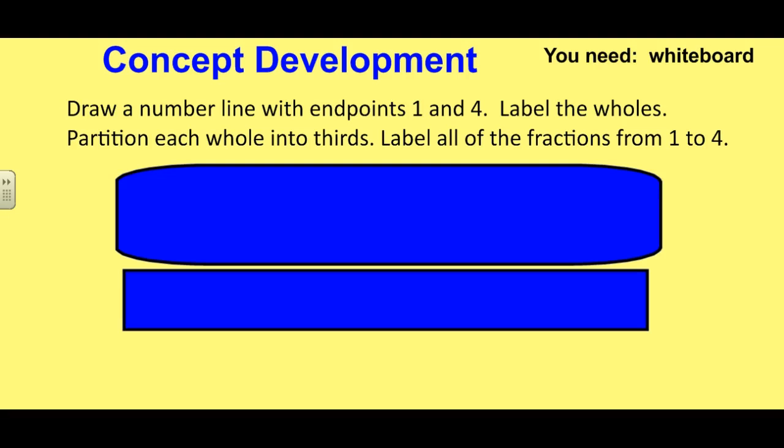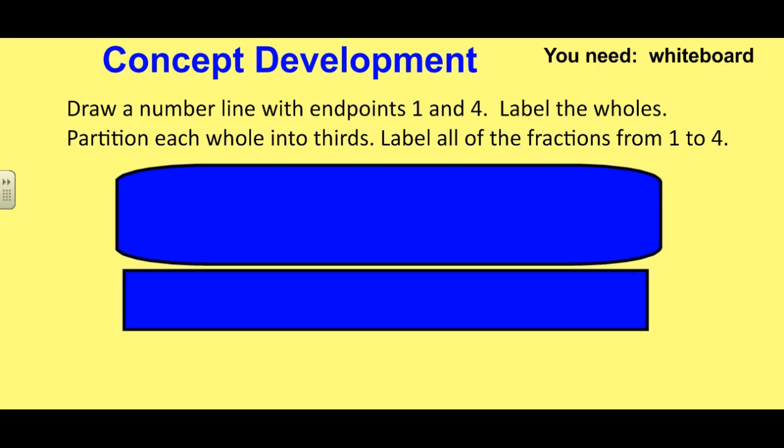So you're going to draw a number line on your board, and the endpoints at the beginning and at the end are going to be 1 and 4. So you know that you're going to have different whole numbers in between those. So you're going to have 1, 2, 3, and 4 on your number line, and make sure that those are equally spaced out. And then you're going to have to partition each whole, or each part between your different whole numbers, into thirds. So we know our fractions that we're working with today on our number line are going to have a denominator of 3.